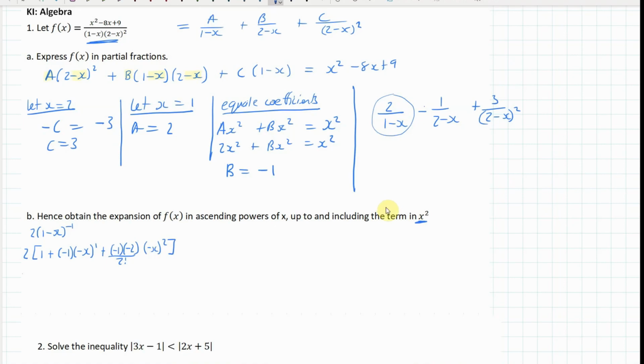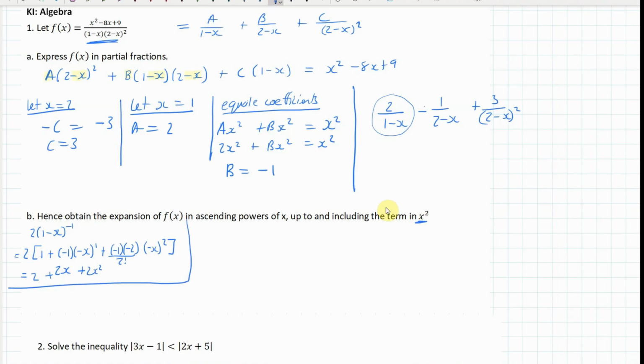And then we can expand that out, so we get 2 plus 2x. And what is this last one? Negative 2 times negative 1, positive 2 over 2 factorial is 1. So when we expand it, we'll get 2x squared. So that's a nice and easy one.